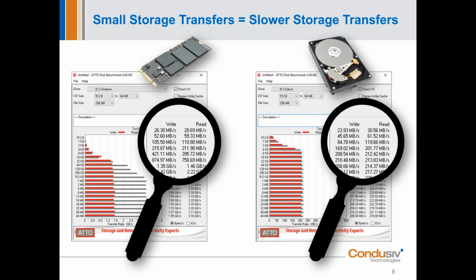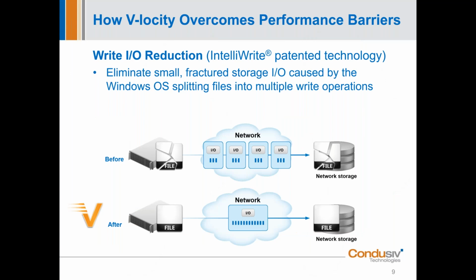But, and this is an important but, what many people don't realize is that the Windows OS inside your virtual machines will often take a larger write and will split it into many more, much smaller I/Os as it sends the data out to storage. The net effect, of course, is that data is written more slowly than it should be, and this can also slow down the speed at which that data can be read later on.